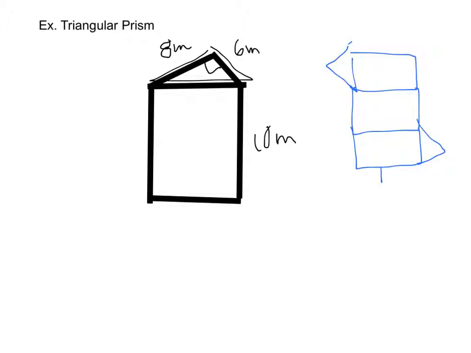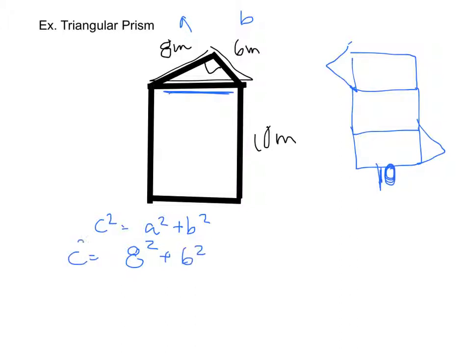So we know that this is 10, and then we're going to have to do a little Pythagorean theorem to find this side right here. Essentially what you're going to do, the Pythagorean theorem, is c squared equals a squared plus b squared. So we have a and b here, so 8 squared plus 6 squared equals c squared. So that's going to be 100 equals c squared, and so c is going to be 10 meters. So we have another 10 meters here.